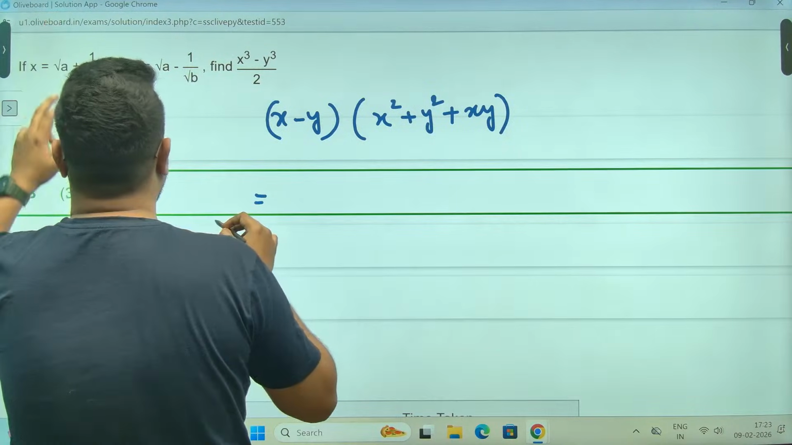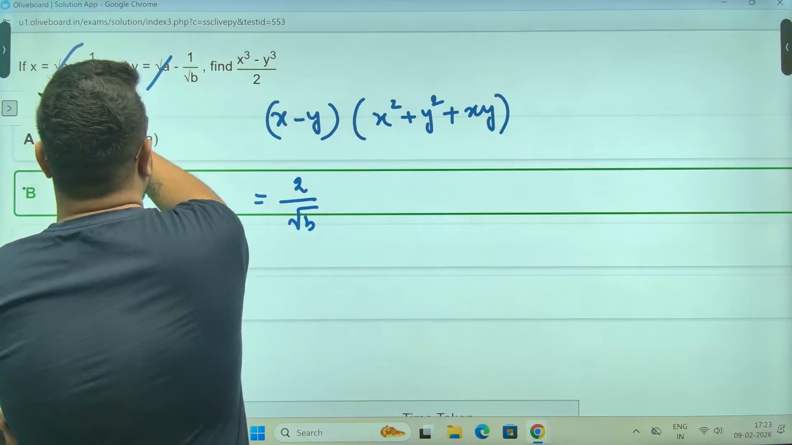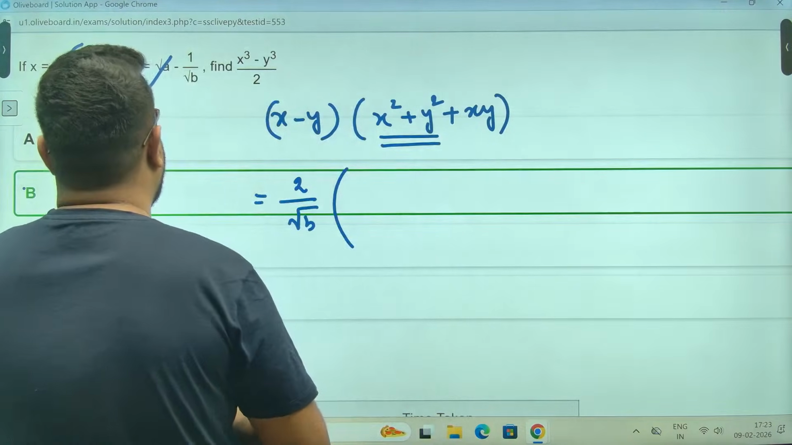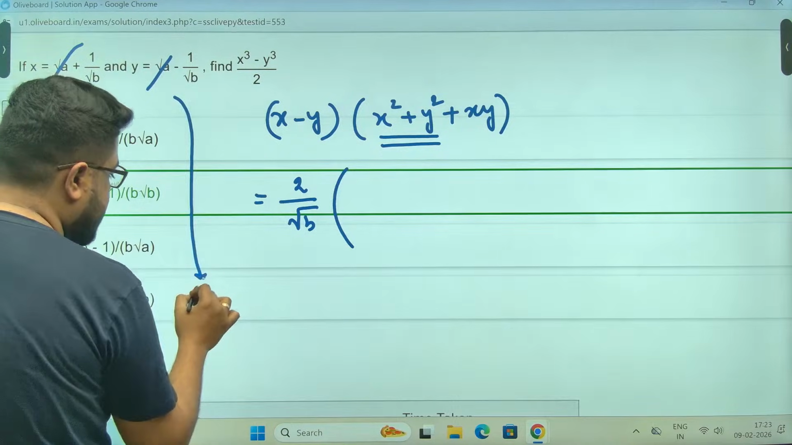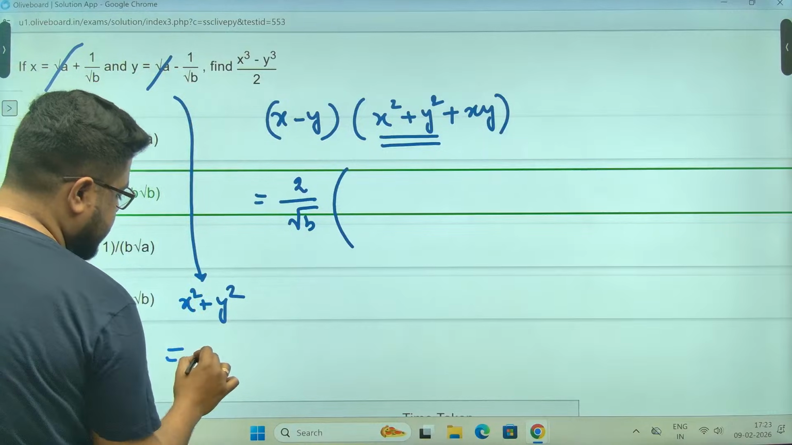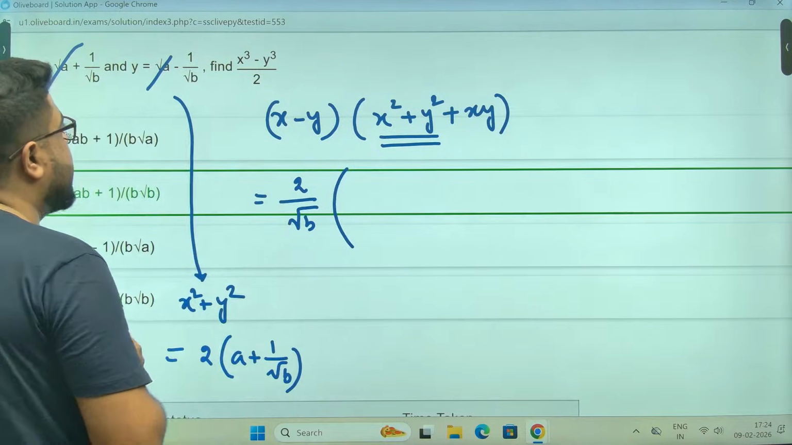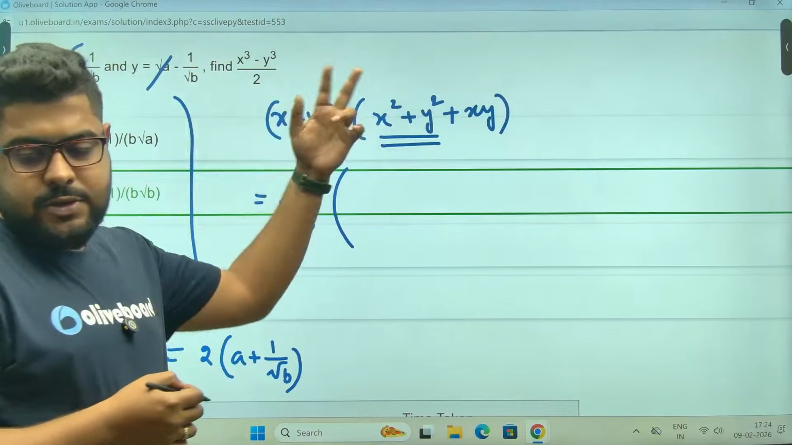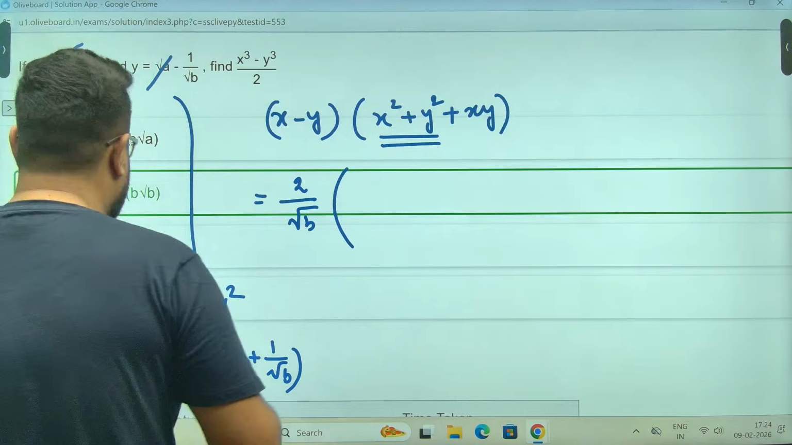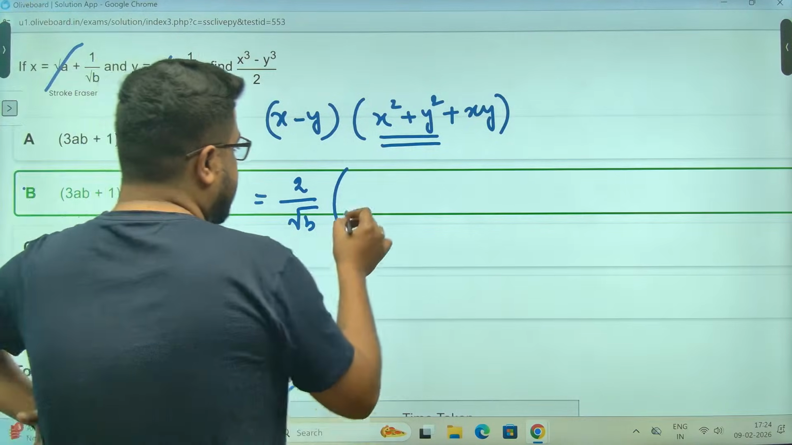So minus, if I do again, I'll get 2 by root B because root A will cancel. And x square plus y square, I can get through this. X square plus y square, I can write 2 into A plus 1 by B. Okay? Because there's a formula A plus B whole square plus A minus B whole square is 2 into A square plus B square. The same thing I've just used here. Not root B, this is 2 into A plus 1 by B.